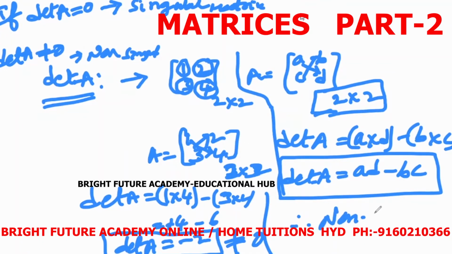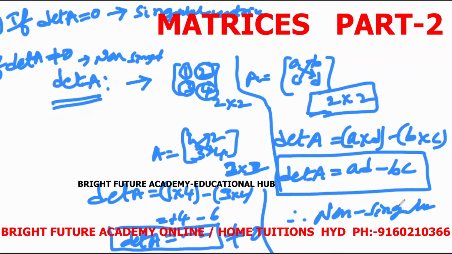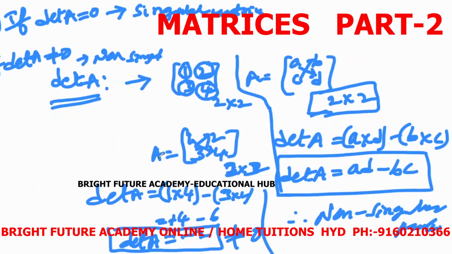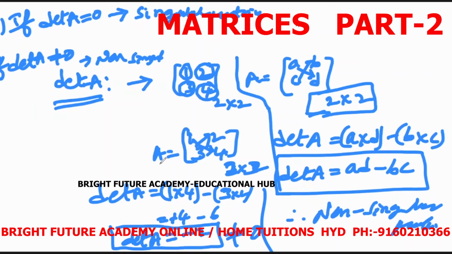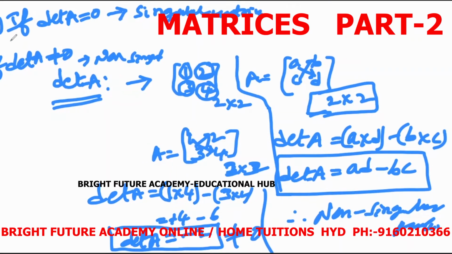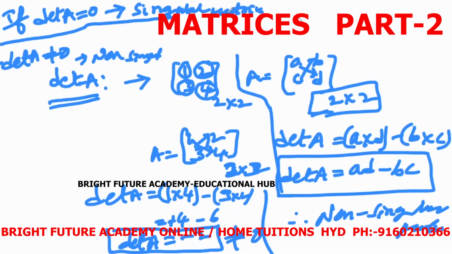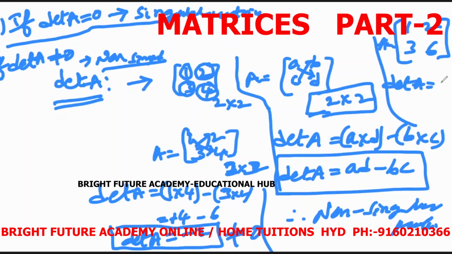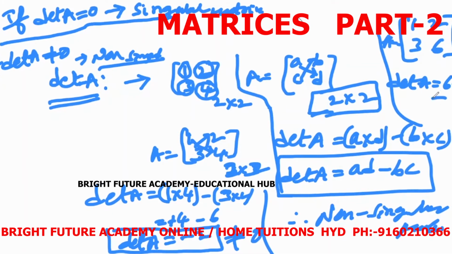Non-singular matrix. Given A is a non-singular matrix. Whenever a matrix A is given, we can determine the nature of the matrix, of two types. First one is the singular matrix. Second one is the non-singular matrix. Now take the determinant of this. It is zero. So it is a singular matrix. Yes, this is an example of a singular matrix.